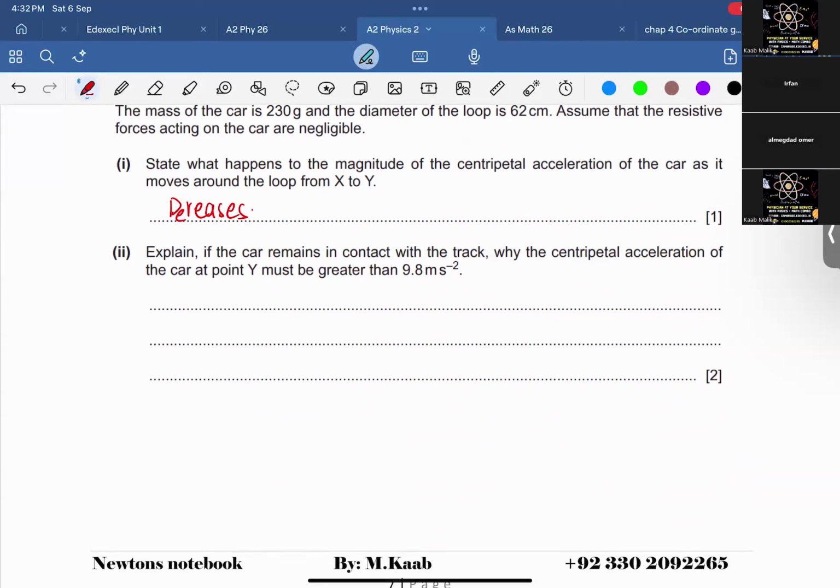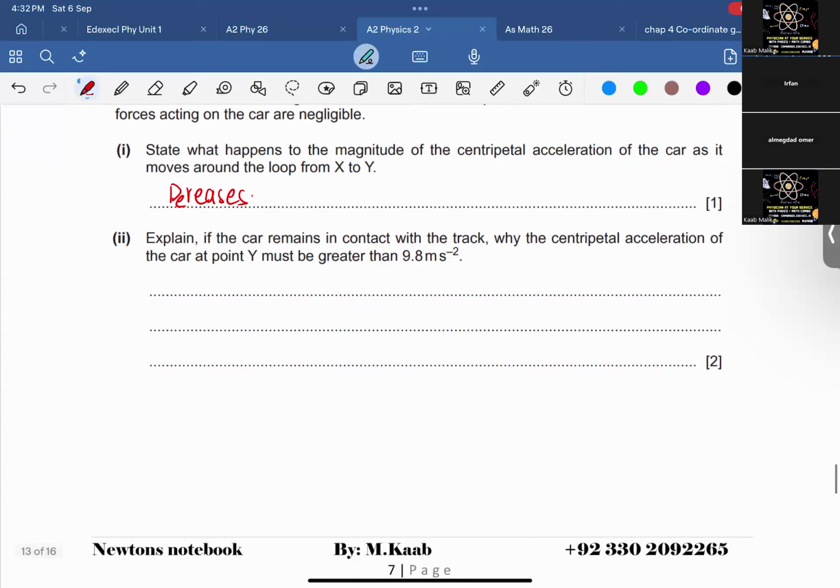Explain why, if the car remains in contact with the track, the centripetal acceleration of the car at point Y must be greater than 9.8 meters per second squared. Yes. Okay. This is the same thing. The 9.81 acceleration is due to weight, which causes the free fall motion.